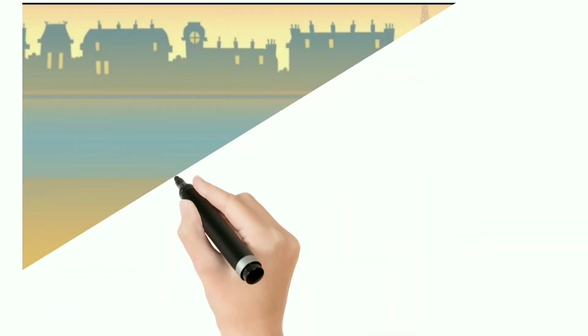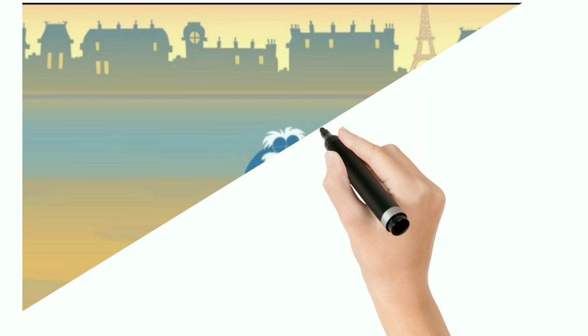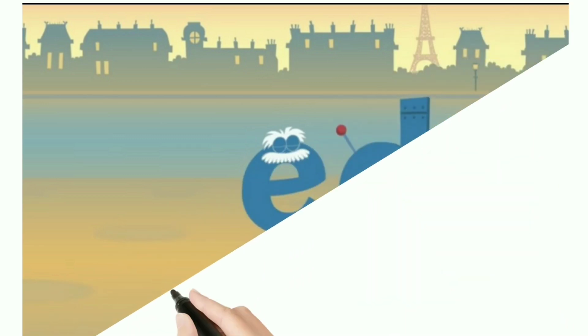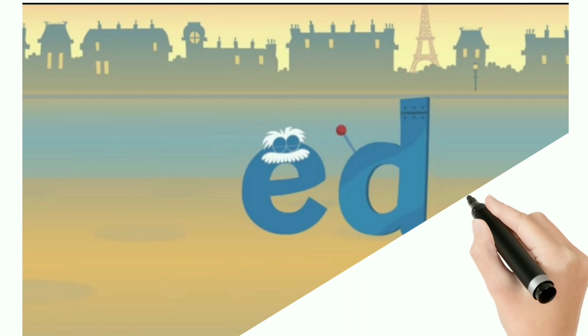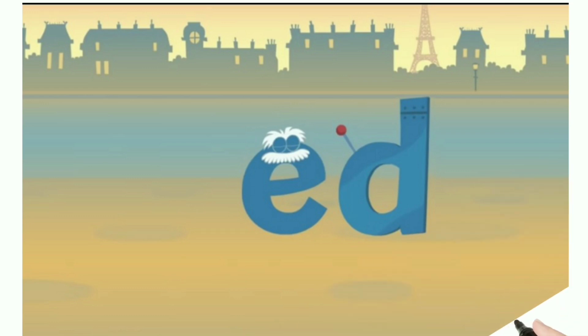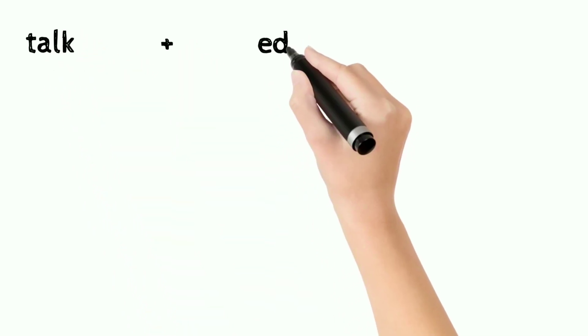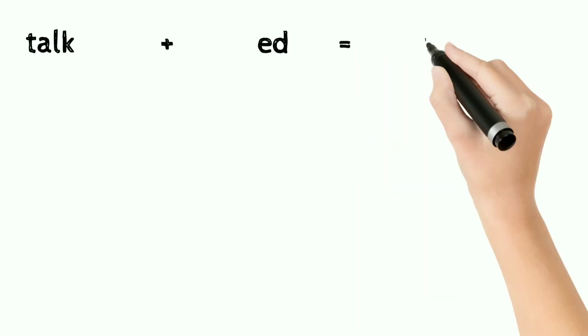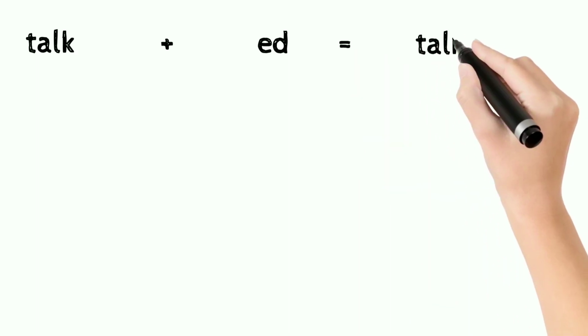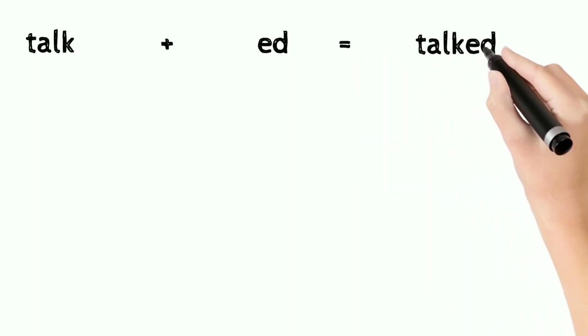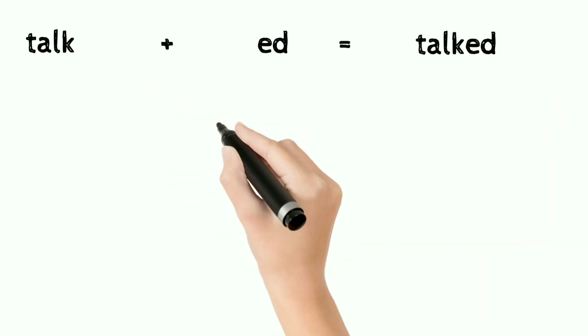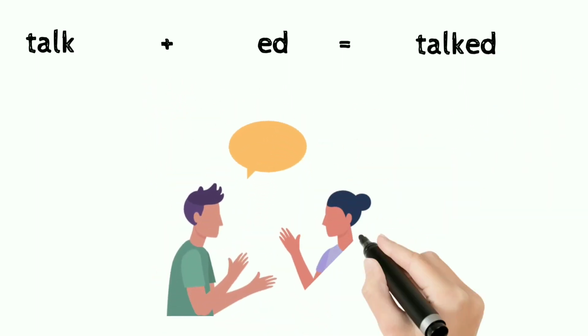Let's move on to today's topic, that is use of ed verbs. This video is our last lesson on practicing past tense verbs. For verbs in the past, we add the letters ed to the end. For example, TALK plus ed is equal to talked. Talk becomes talked. Okay.